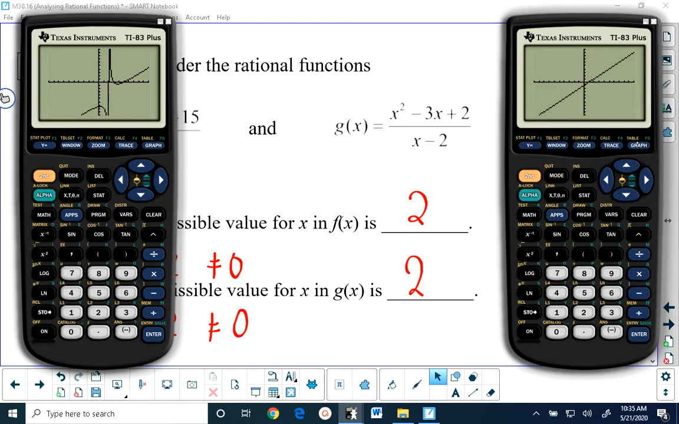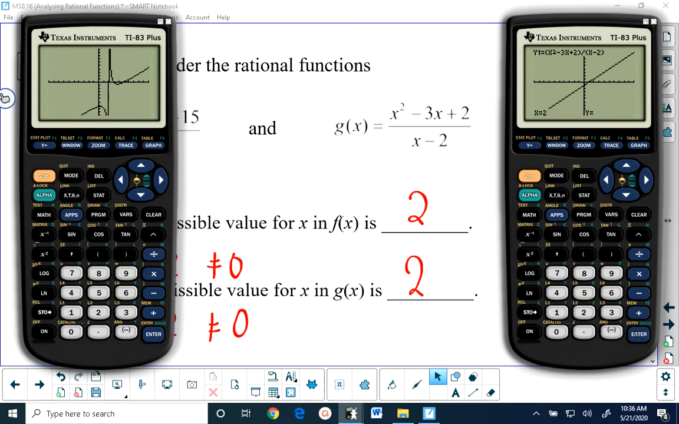If I were to go back to my graph now and hit trace 1 and go equals, it tells me when x is 1, the y coordinate is 0. If I went trace 3, it tells me that when x is 3, y is 2. If I try trace 2, I get nothing. And that's because at 2, there's what we call a hole in the graph.